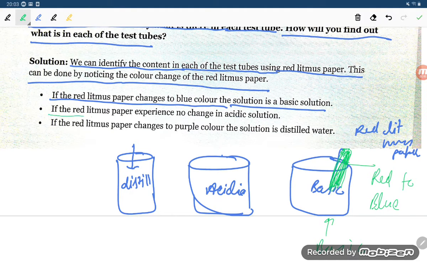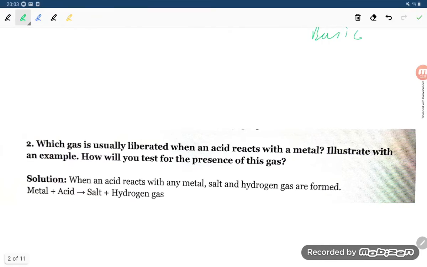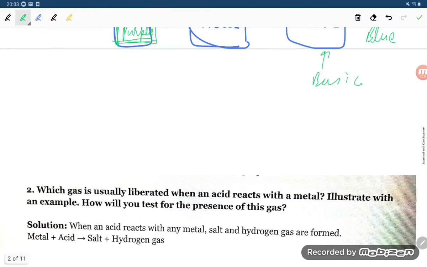Next, if the red litmus experiences no change, it is the acidic solution, because red stays red in case of an acidic solution. Last point, if the red litmus paper changes to purple, the solution is distilled water.